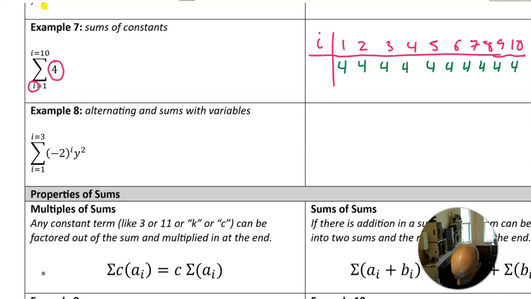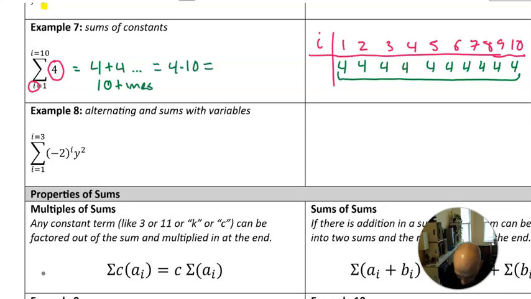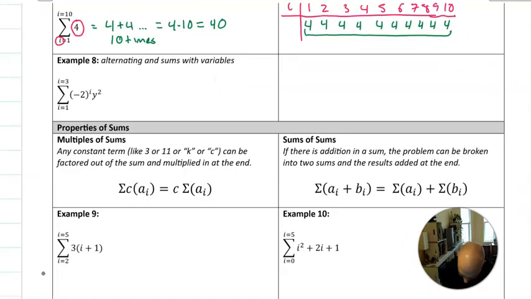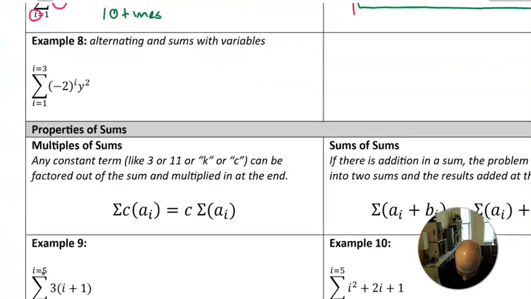Now you could add up all those 4s, but what I notice is that if we wanted to do 4 plus 4 ten times, it's the same as 4 times 10, or 40. So if you see a sum of a constant, you can think about all the terms, but really you just need to multiply by how many terms there are, and there are 10 numbers between 1 and 10. So sums of constants can be tricky if you're not quite sure, but they're actually almost easier than some other types of sums.